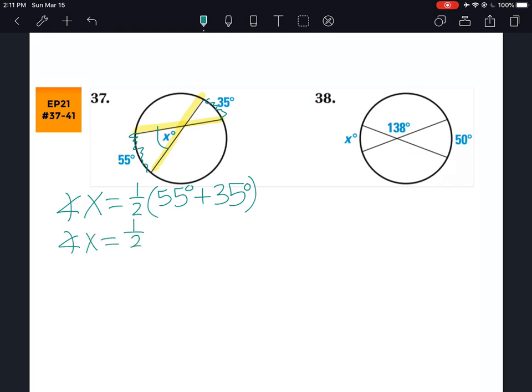So first I would do the grouping symbol. So we have inside the parentheses 55 plus 35 is 90. And then after that I would do half of 90, same thing as dividing by 2, and get 45. And that's how you complete the first one.